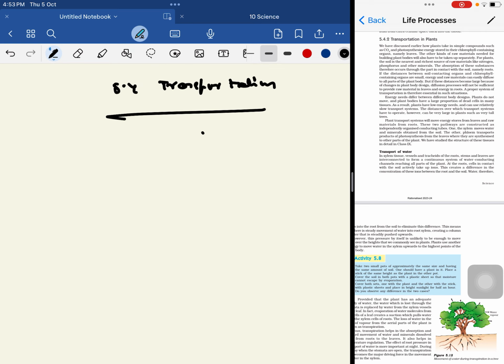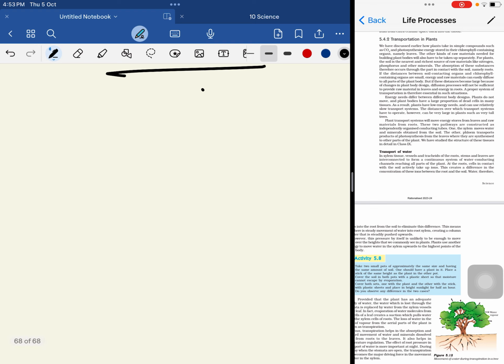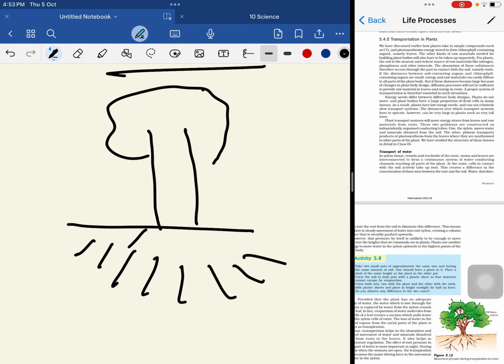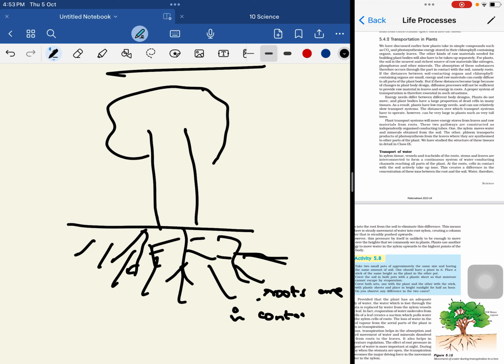Now we'll do it with a labeled diagram. This is the soil, under the ground, under the earth, and this is the plant present like this. A plant has roots like this. These roots are directly in contact with the soil.